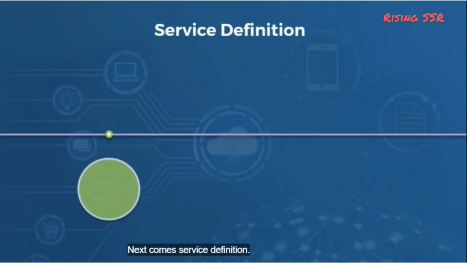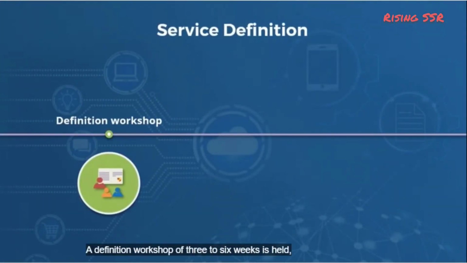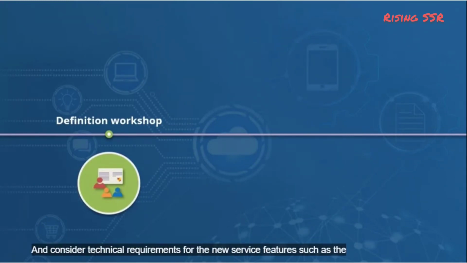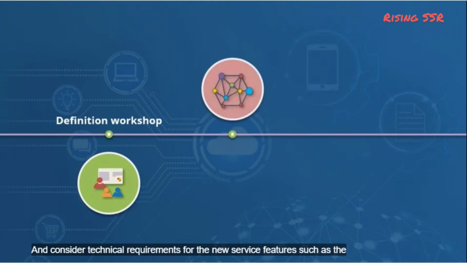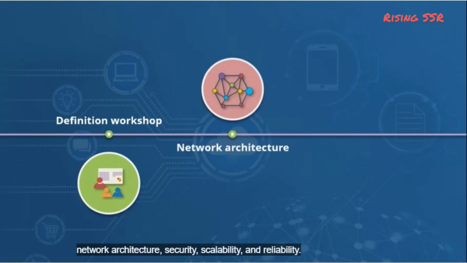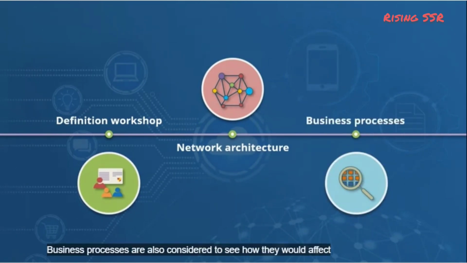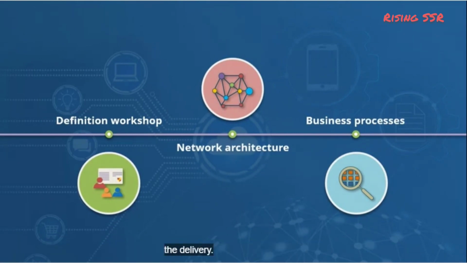Next comes service definition. A definition workshop of 3 to 6 weeks is held, in which both development and SRE teams work to understand what the existing service does if one exists, and consider technical requirements for the new service features, such as the network architecture, security, scalability, and reliability. Business processes are also considered to see how they would affect the delivery. For example, how does a new functionality fit with how the users will actually use the system? How will the users be trained on the new service?